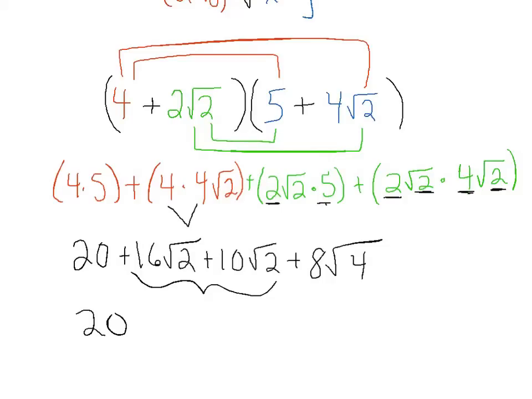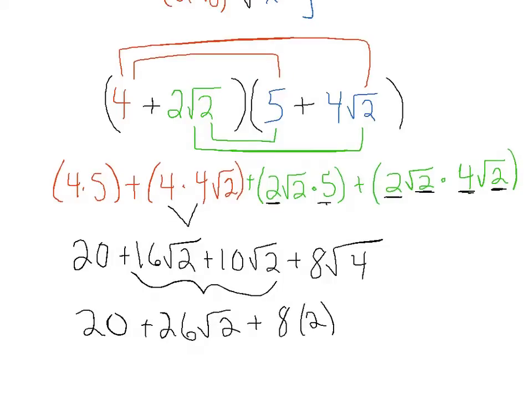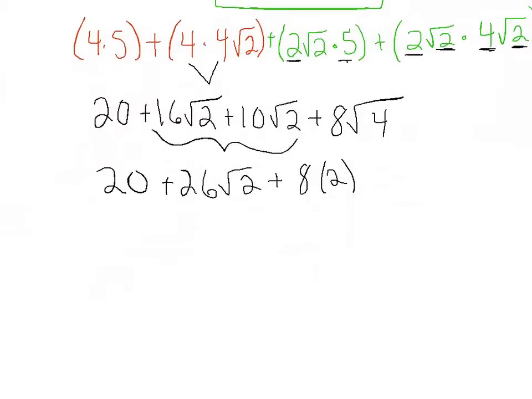16 plus 10 is going to be 26. So I have 26 square roots of 2. And this is 8 times the square root of 4. Well, the square root of 4 is 2, so I have 8 times 2. And I can simplify that still further. So I have 20 plus 26 square roots of 2, and plus 8 times 2 is 16.